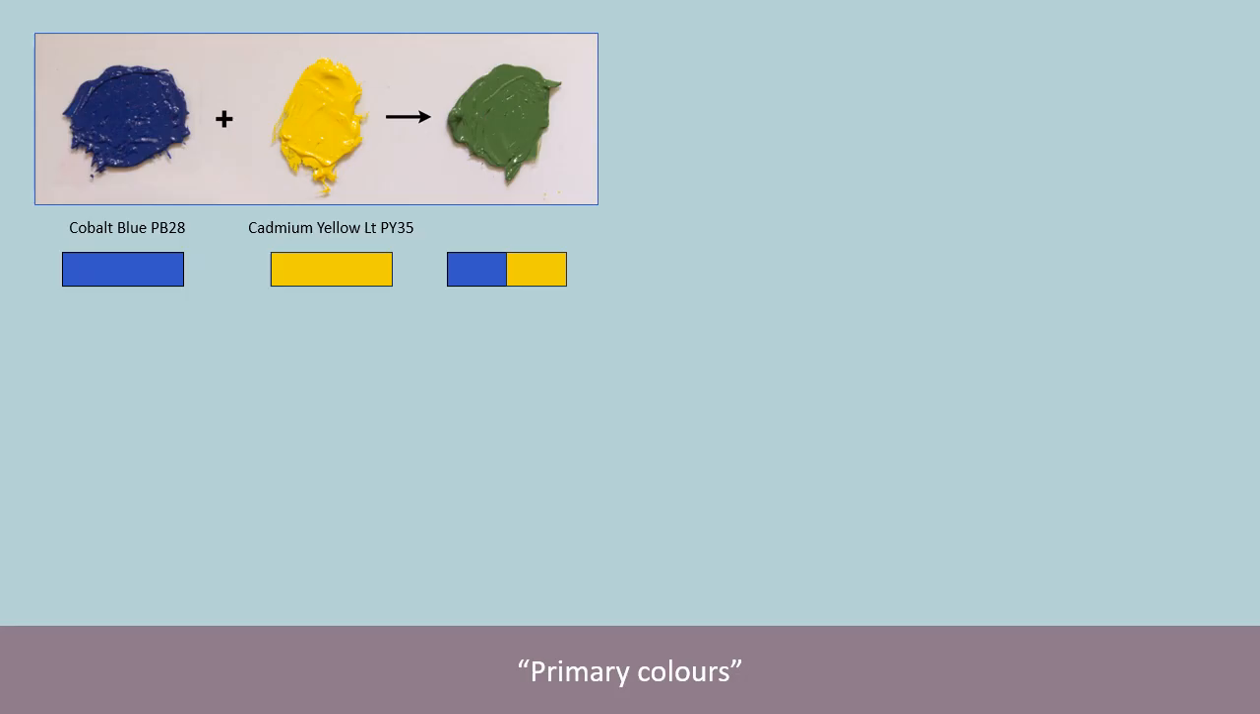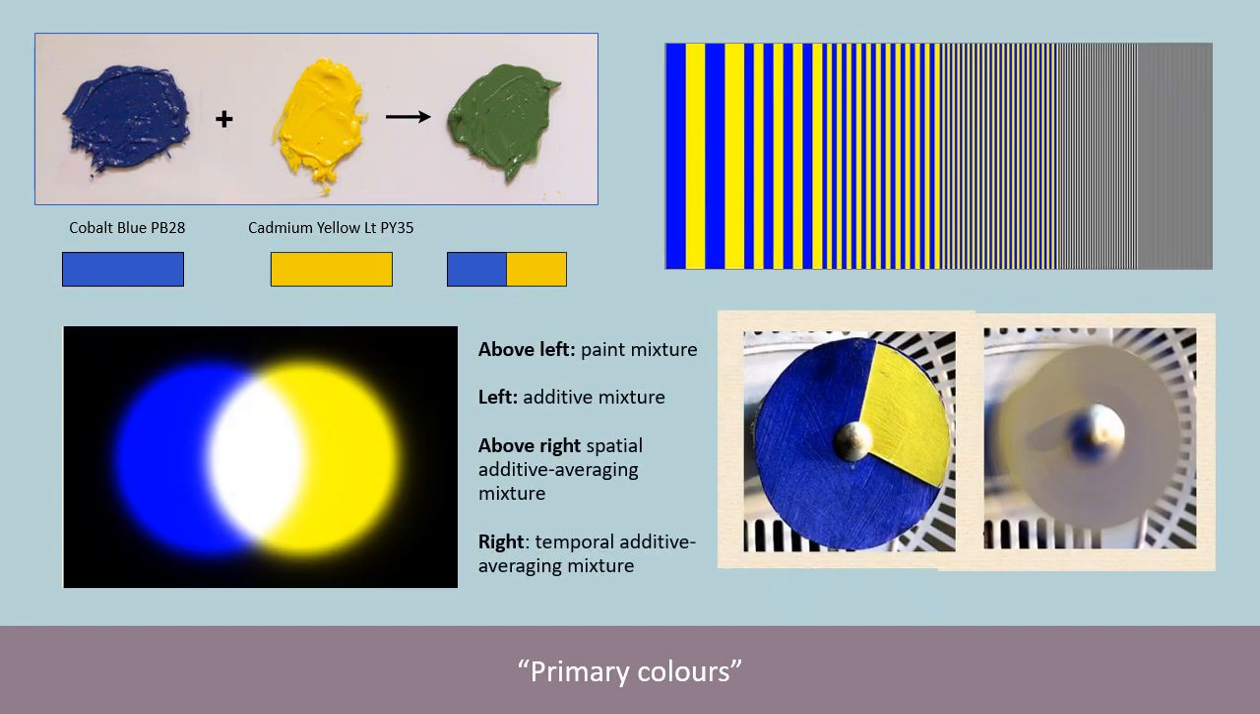But unlike the unique hues, green is classed as a secondary colour made of yellow and blue, apparently based on our experience that mixing yellow and blue paints easily produces a green mixture. Yet if we mix lights of the same colours, we get a white mixture, and if we intersperse stripes of those 2 colours, or if we rapidly spin 2 discs of those 2 colours, we get a grey mixture.